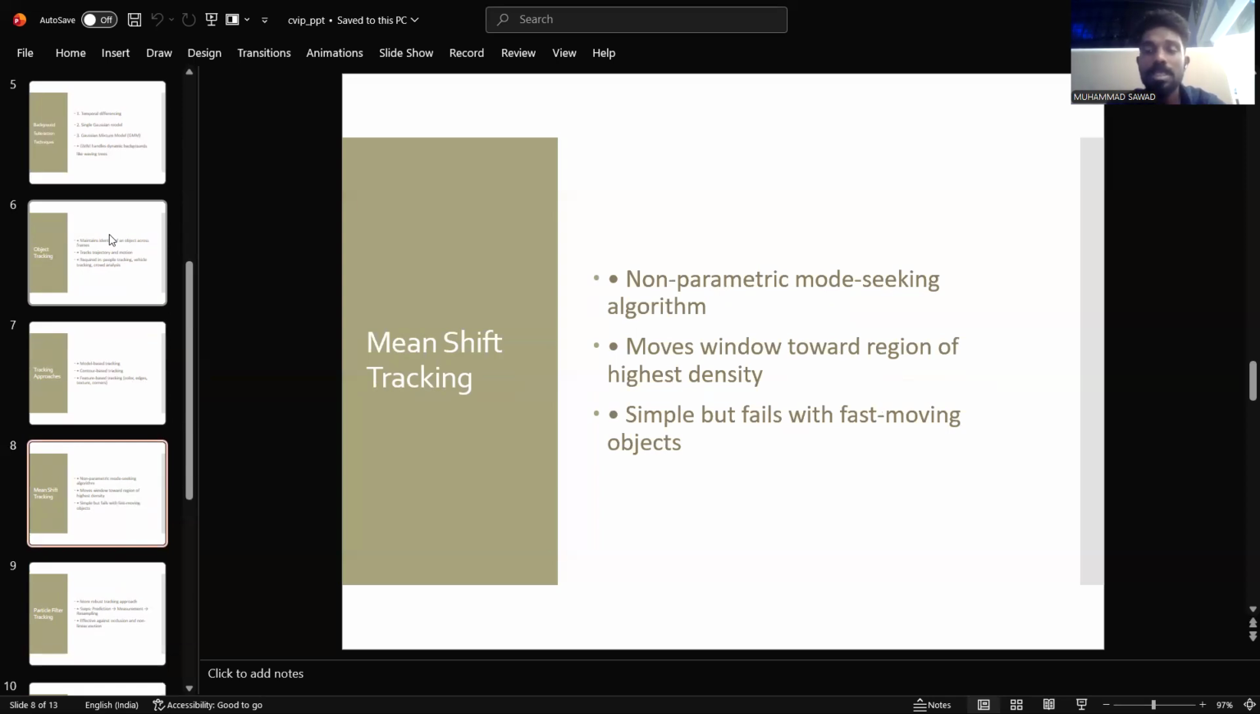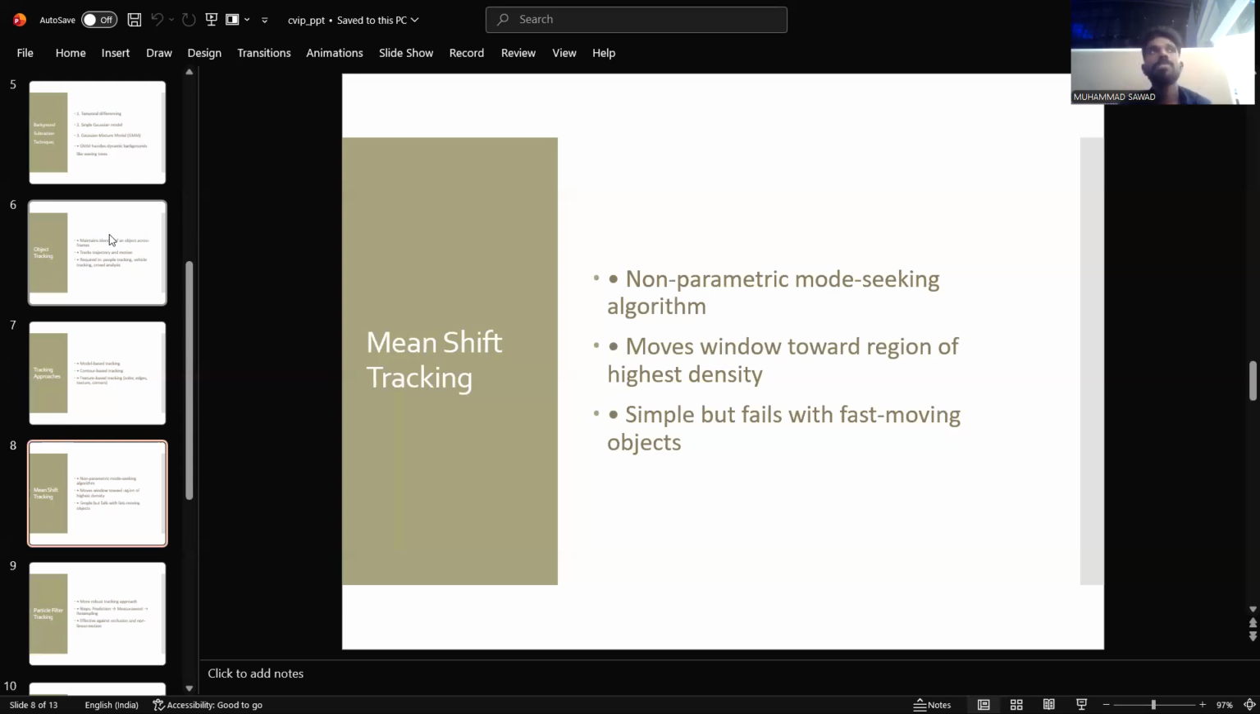Mean shift is a simple and a popular tracking technique. It finds the regions with the highest density of features, essentially moving a window towards the object in each frame. While it is easy to implement and works well for slowly moving objects, it struggles when objects move quickly or change shape significantly.